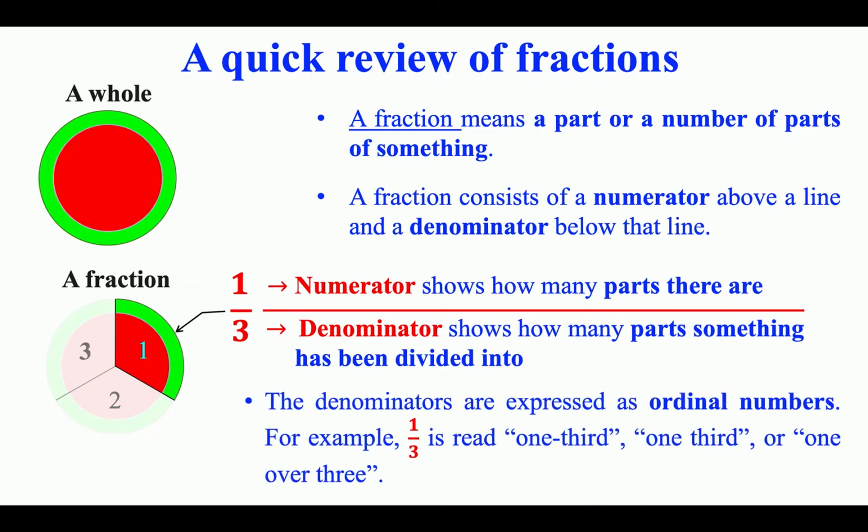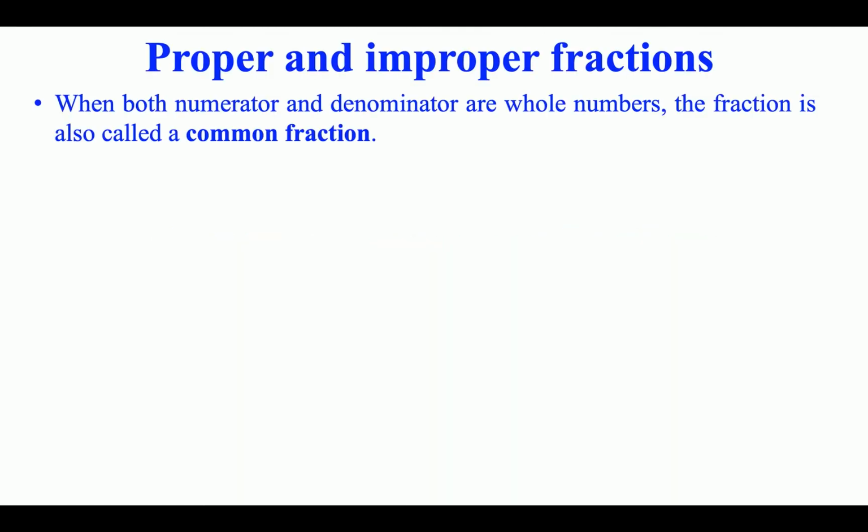The denominators are expressed as ordinal numbers. For example, 1/3 is read one third, or one third. Proper and improper fractions. When both numerator and denominator are whole numbers, the fraction is also called a common fraction.